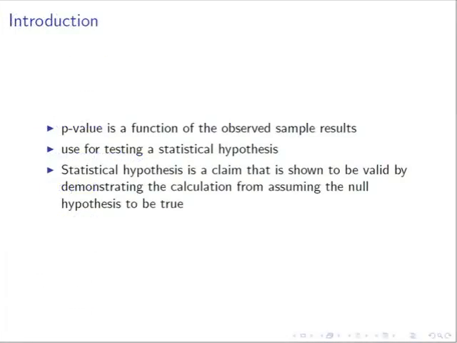First of all, let me introduce you what is p-value. In statistics, the p-value is a function of the observed sample results that is used for testing a statistical hypothesis. Statistical hypothesis is a claim that is shown to be valid by demonstrating the calculation from assuming the null hypothesis to be true.